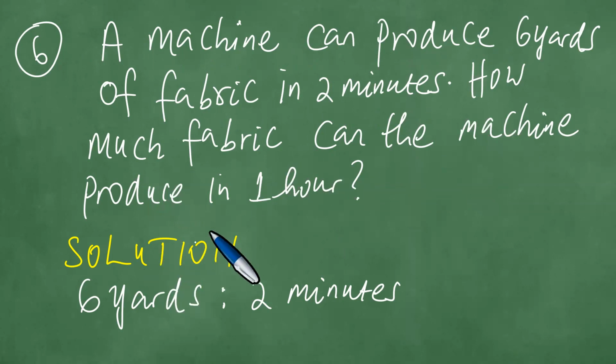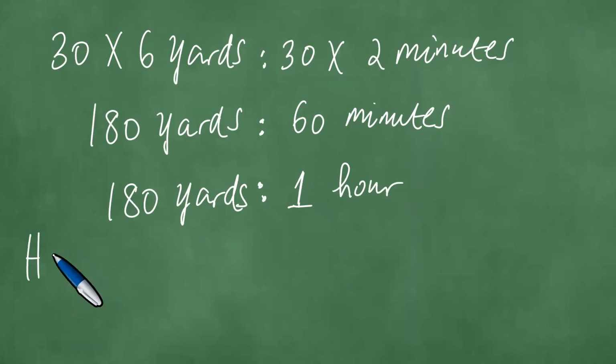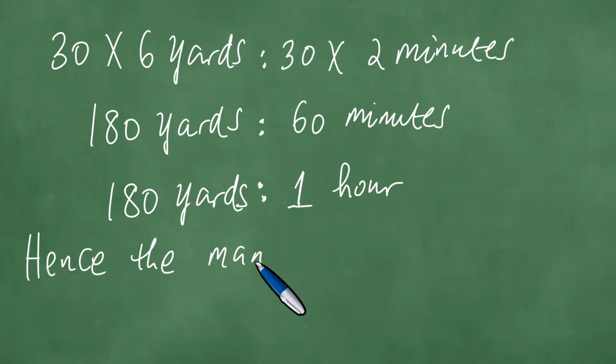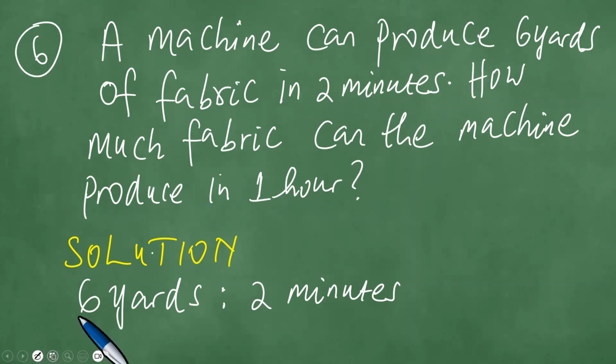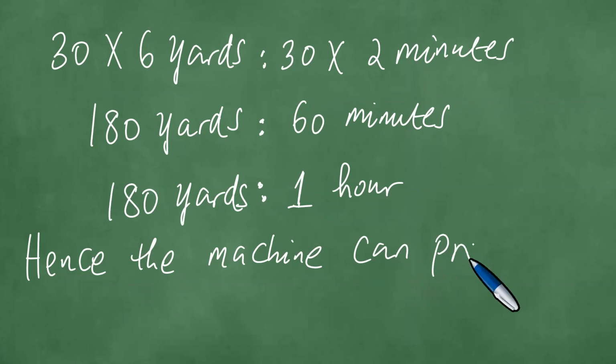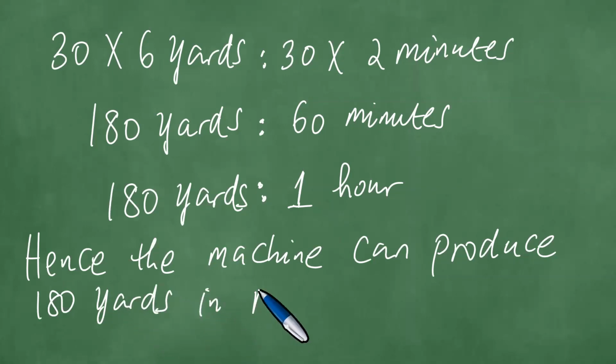So how much fabric can the machine produce in 1 hour? Hence the machine can produce 180 yards in 1 hour. Straightforward calculations here. Okay, and we have solved all these questions. Awesome stuff.